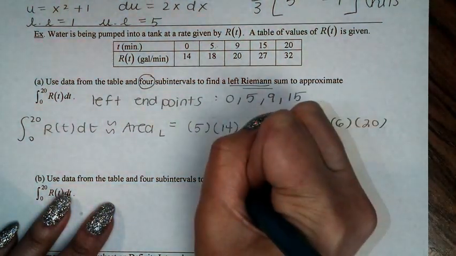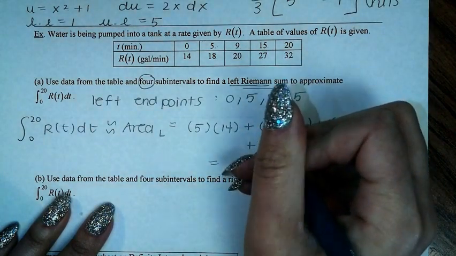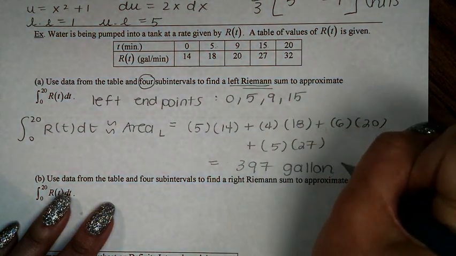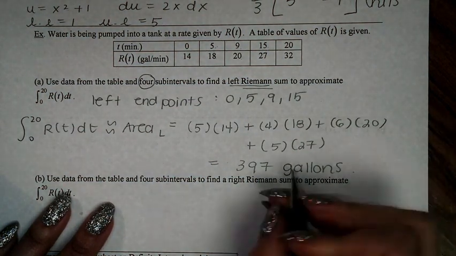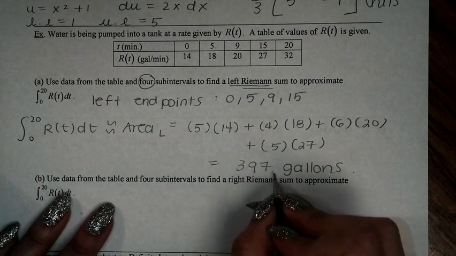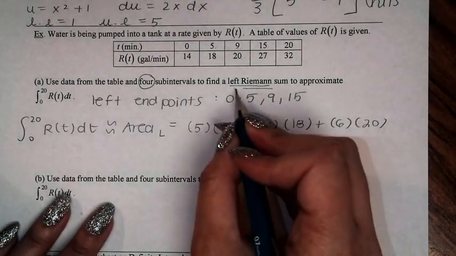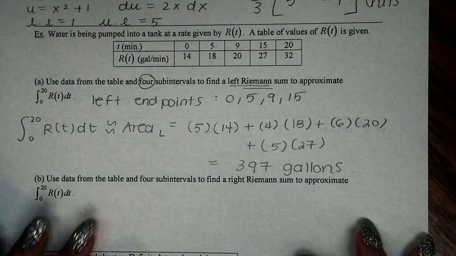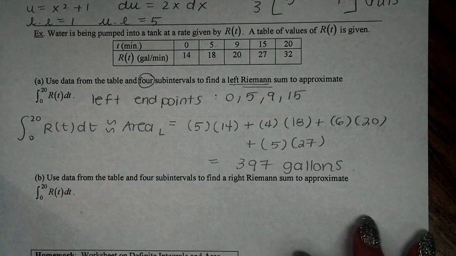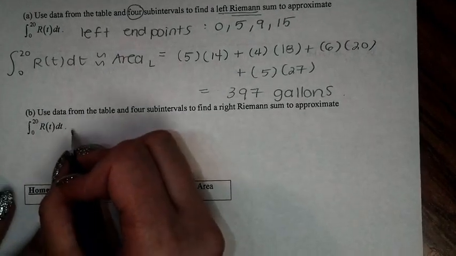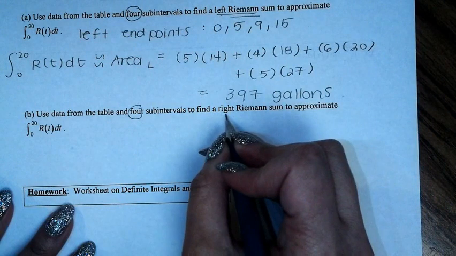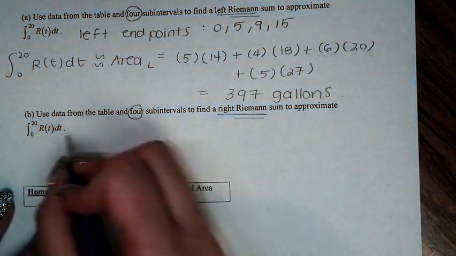And this is going to be equal to 397 gallons. So that's going to be your result. So you can have that this is going to be approximately 397 gallons, assuming that you are using the left Riemann sum. Now, if we want the right Riemann sum, what's going to be the business? Here they are telling you, use the data from the table and four intervals, again 4, to find the right Riemann sum to approximate this.